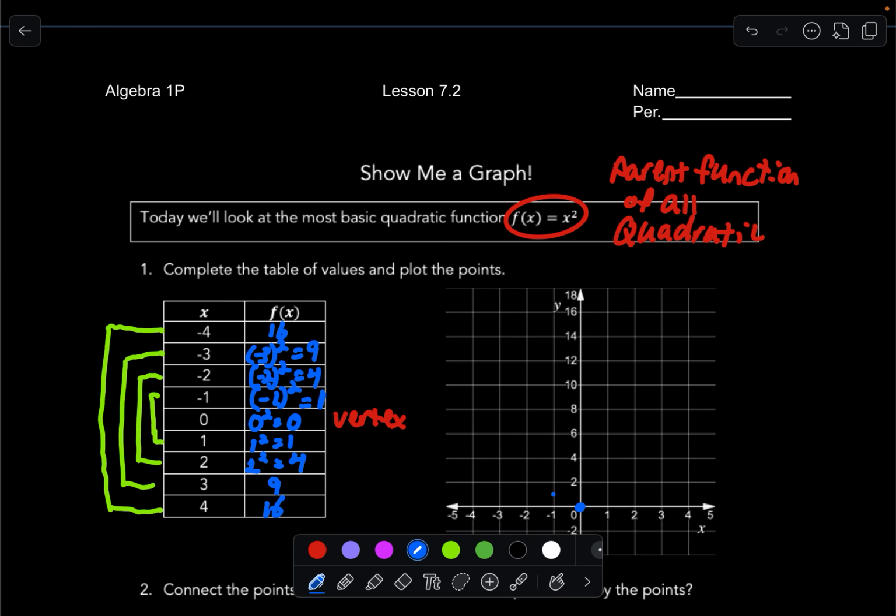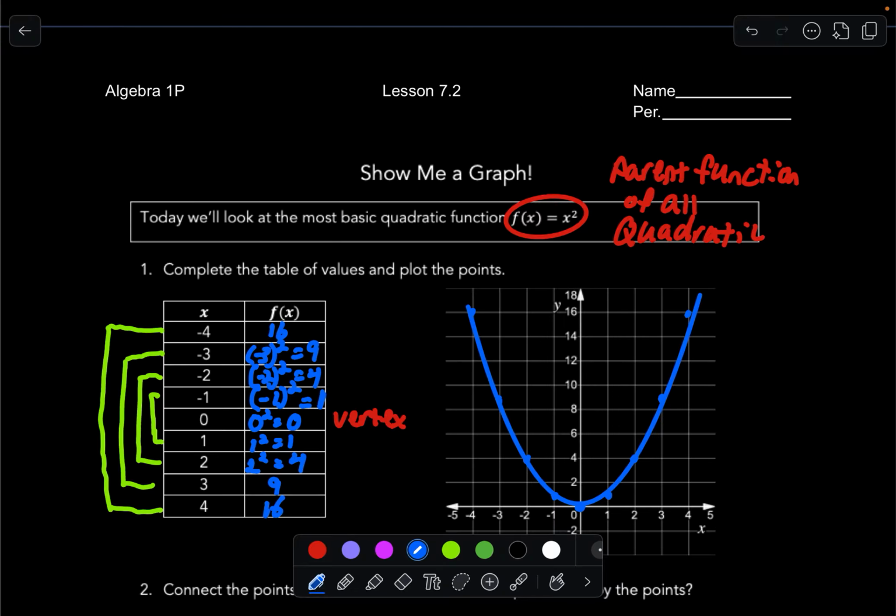0, 0, 1, 1, 2, 4, 3, 9, 4, 16. And we can connect the dots with a nice curve. Notice if you hold your pen on the iPad, it forms a perfect, nice parabola. That's a parabola. All right.